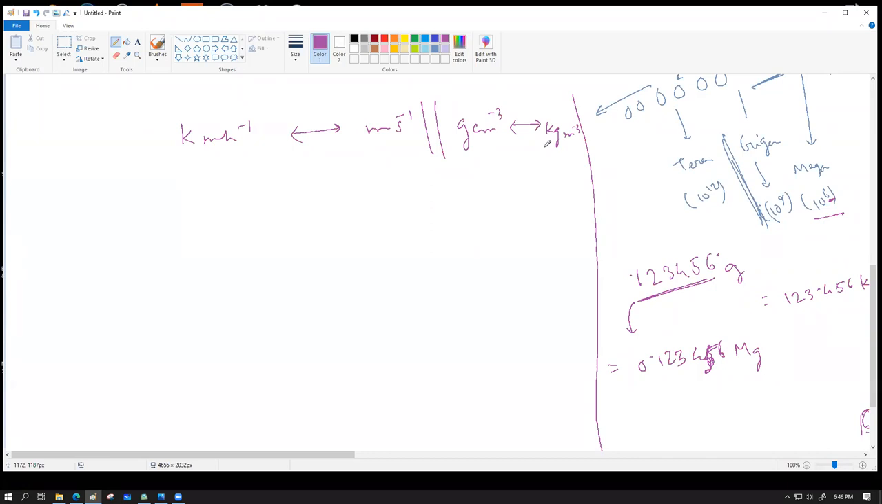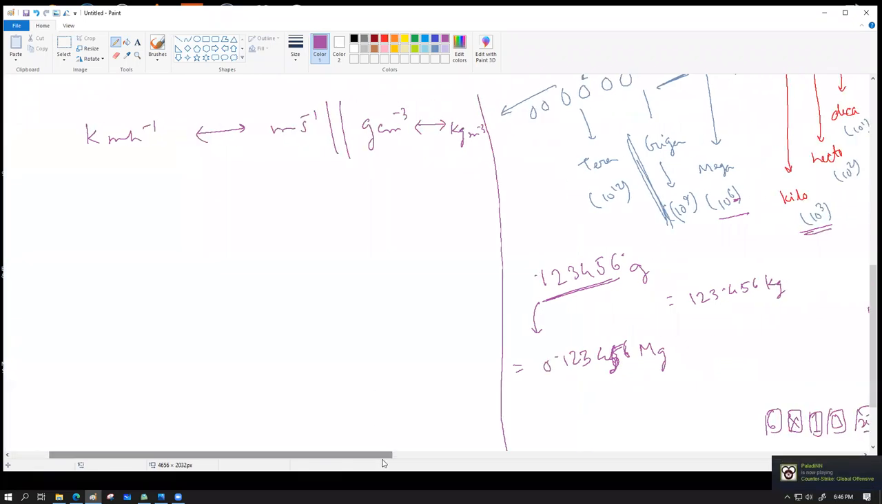Into 10 to the power 3. Why into 10 to the power 3? That's what I'm going to explain. I mean, why does this 10 to the power 3 come from? That's what I'm about to explain. So I'm going to go very detailed in these processes. I want you to keep your eyes peeled and try to understand what I'm trying to teach you.